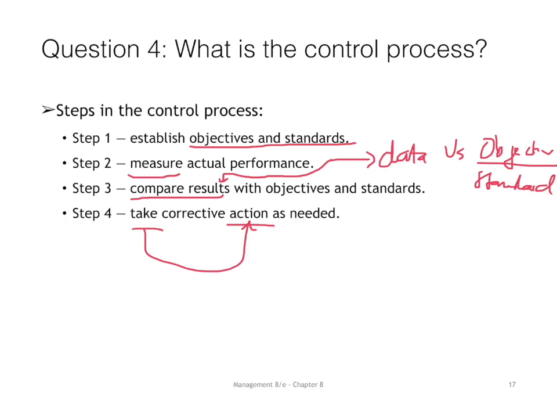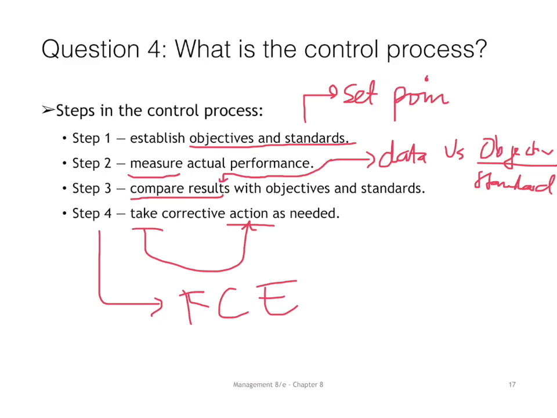We have the set point here. That is the set point. And then we use a sensor to measure actual performance, to get the actual performance of the process. And then we compare the result with the comparator. And then take action, we have the final control element.